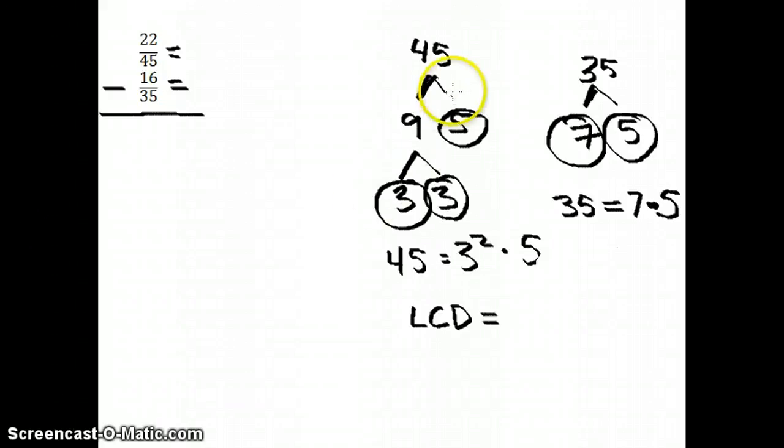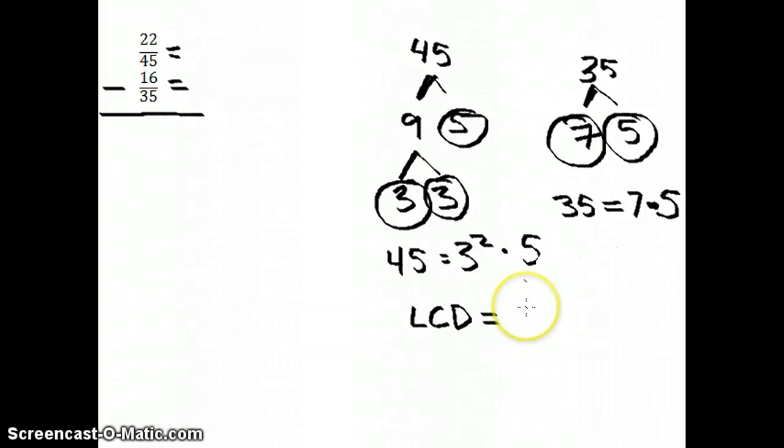So over here I've done the prime factorization of 45. 45 breaks down to 9 times 5. 5 is prime, and 9 breaks down to 3 times 3. So we can see that 45 equals 3 squared times 5. I've also done the prime factorization of 35, and 35 breaks down to 7 times 5. So our next step is to build the least common denominator.